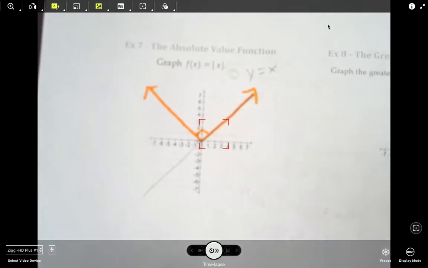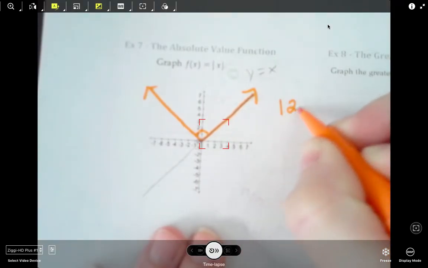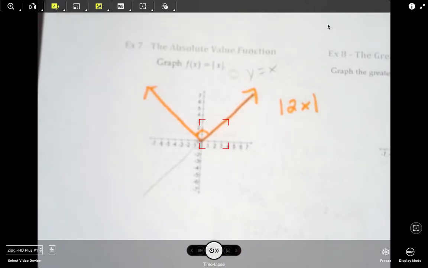Which is going to look probably like, I don't know, the absolute value of 2x, which is going to make it taller and skinnier, right? But if it's just the absolute value of x, it will be 45-degree angles perfectly. Opposite directions. Beautiful. Okay? Good?